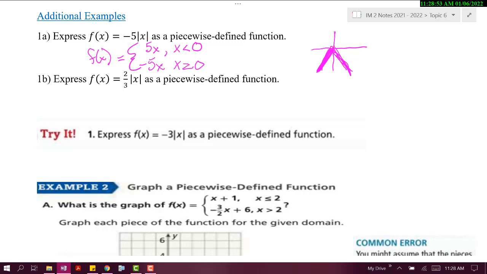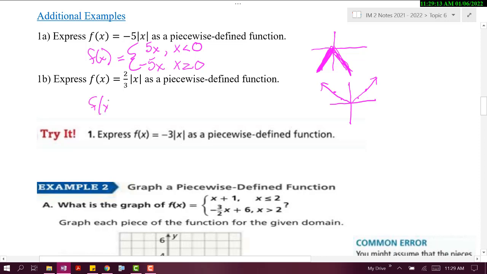Now, 1b, same thing. So this one's going to be opening up because 2/3 is positive, but it's going to be a little bit wider because it's up 2 over 3, up 2 over 3 over here. So we have something like this.